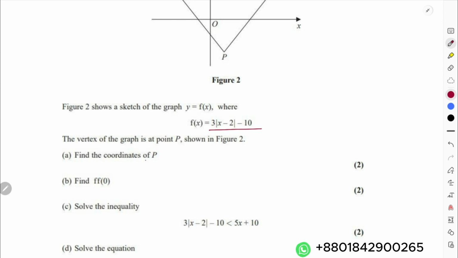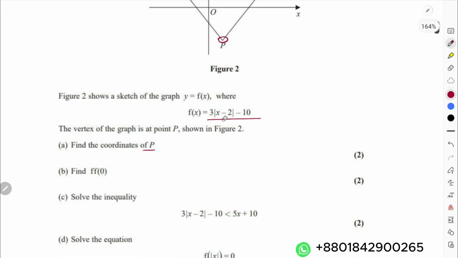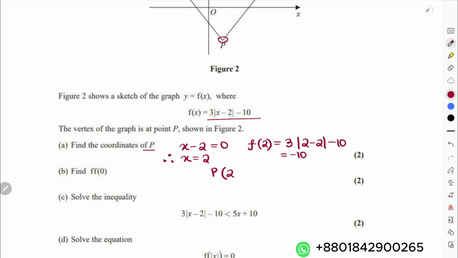We are trying to find out the coordinates of P. I can see P is the top vertex, and at the top vertex, the inside of the modulus is always what? Equal to 0. So we get x minus 2 equals 0, for which x is 2. If x is 2, then we're going to find out f(2), which is going to be 3 times (2 minus 2) minus 10. So this becomes 0. 3 times 0 is 0. So we are just left with minus 10. So the coordinate of P is (2, minus 10), and that's it.